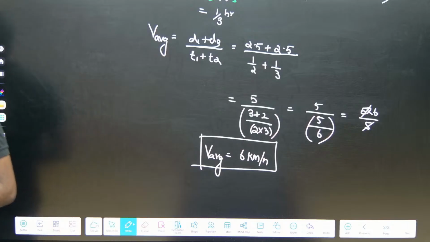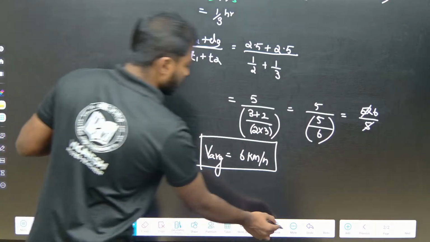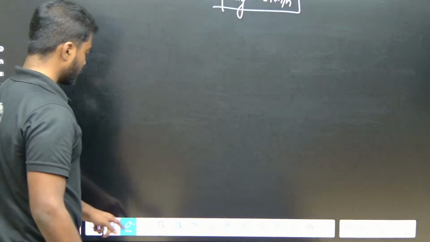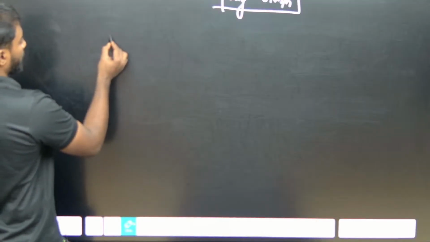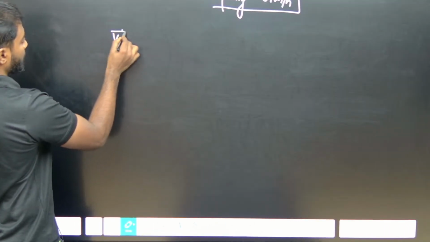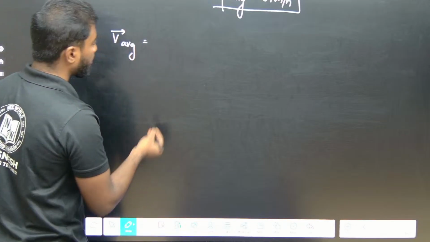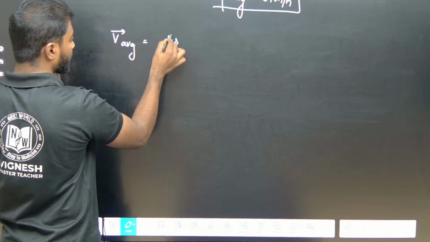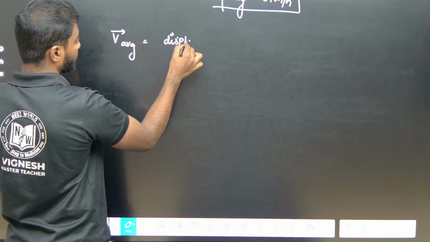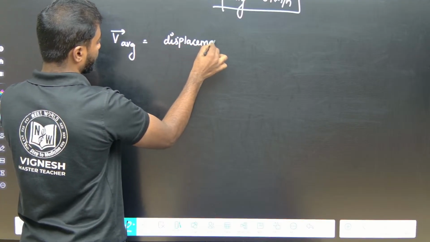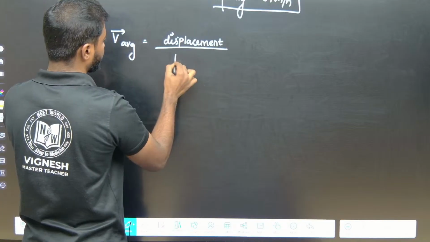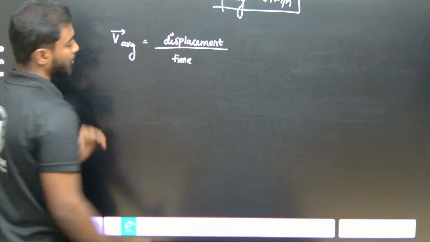Okay, we'll see the next part of the question. So now, average velocity, right? So displacement, right? Displacement by time, total displacement by total time, no? So what is the displacement?